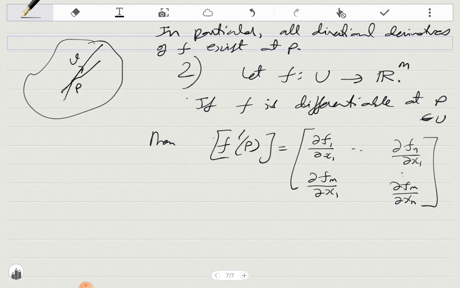So here too, I'm assuming when I write this equation here that the matrix is given by this. It's implicit that all partial derivatives of the components of f exist. So here f of x is f1 of x, f2 of x, so this f1, f2 are the components of f. All partial derivatives of components of f exist.